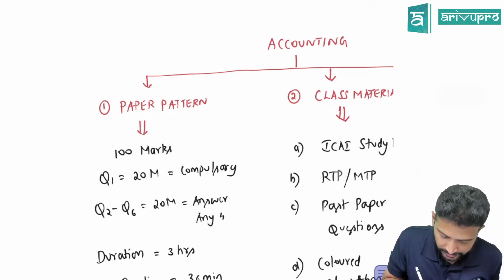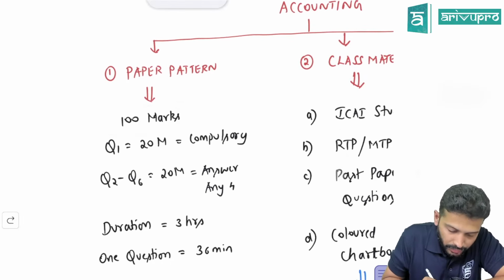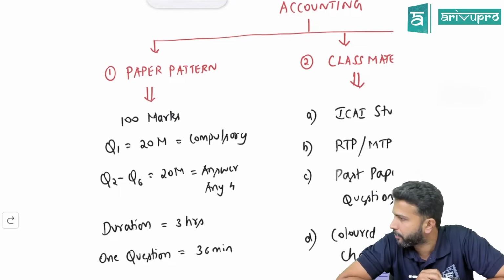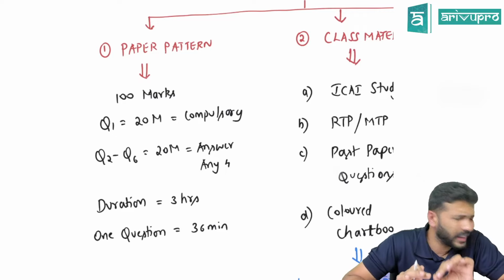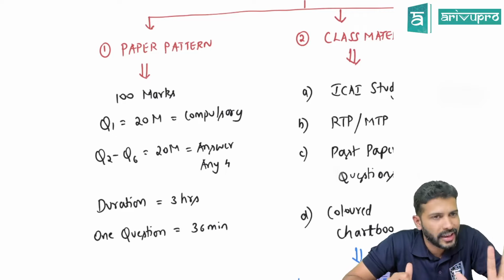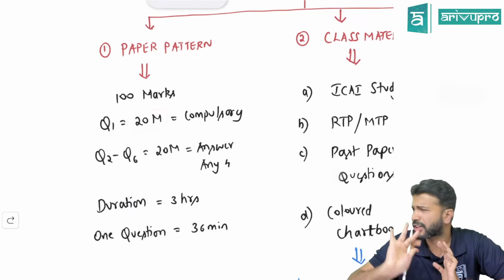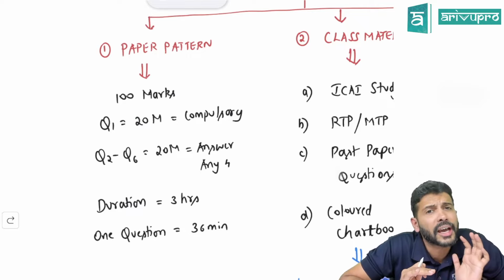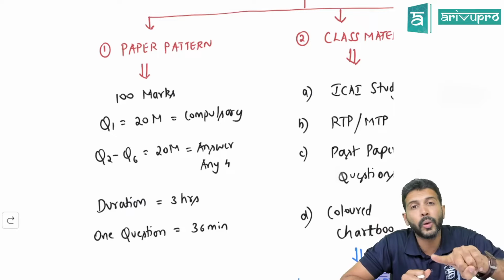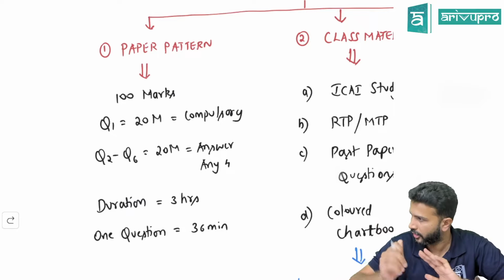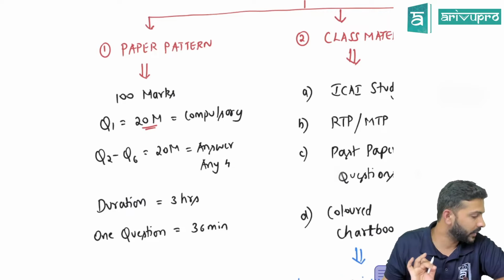First we'll take up the paper pattern. It's a 100 marks paper, full-fledged. The pattern is very, very simple. You'll have 5 questions, each question carrying 20 marks. Actually, in the paper, you'll have 6 questions. One will be optional. Of the 6, you're supposed to answer 5. All of them simply carry 20 marks.